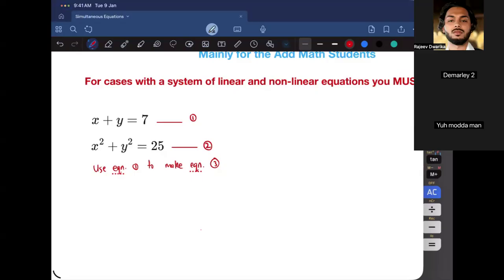Put the pieces together. So you want to make x or y the subject? You want to make x the subject. And so you would say x plus y is equal to 7. And if we make x the subject, what should we move across?